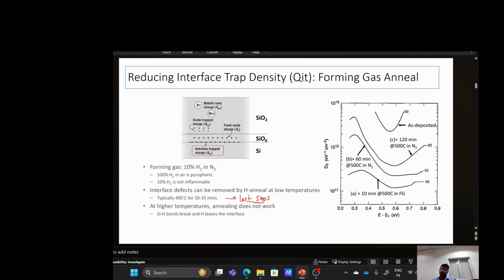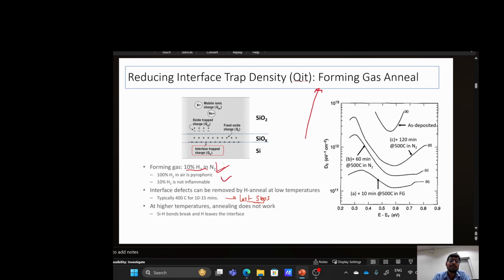And how can we reduce this trap density? This interface trap density is because of the dangling bonds. Sometimes it may rearrange, or what we can do is annealing in the forming gas. Forming gas is a mixture of hydrogen and nitrogen, which is 10% hydrogen, or sometimes 5% hydrogen, and nitrogen is around 90% or 95%.